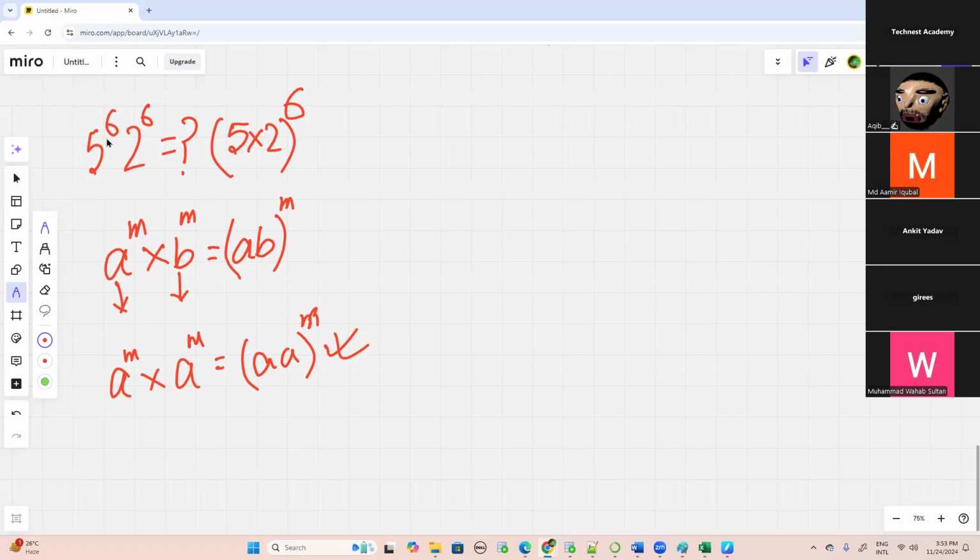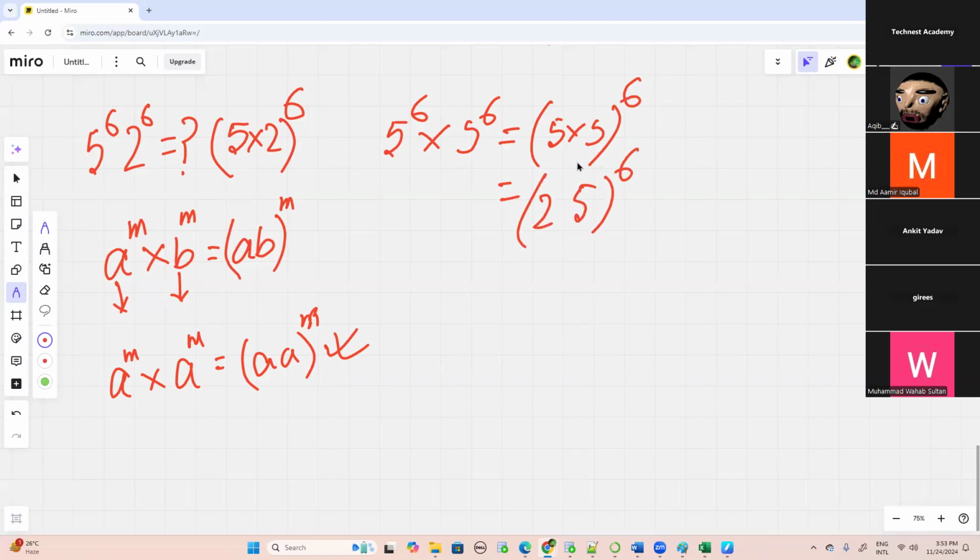The same way, if you have a question like 5 to the power 6 into 5 to the power 6, what you can do here is 5 into 5 to the power 6. It means 25 to the power 6. Hope this is clear. Yes, sir. Okay, fine, this is clear.